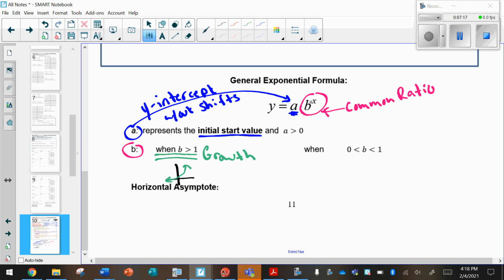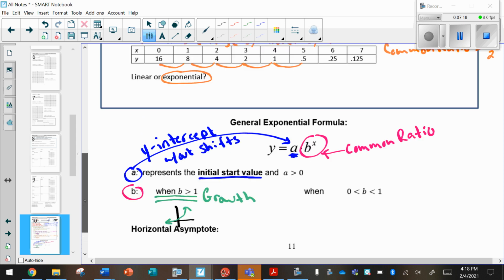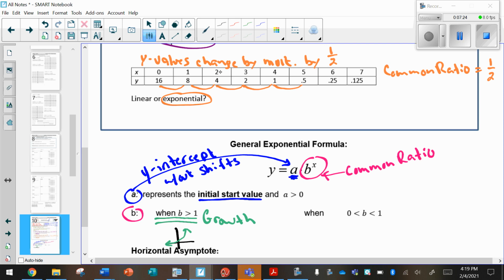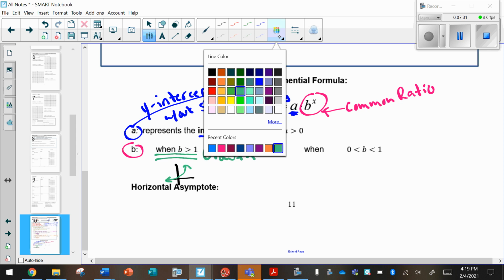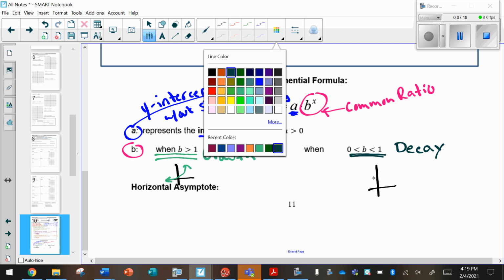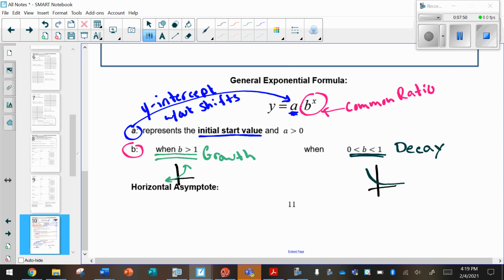If the value we are multiplying by over and over and over is a fraction or decimal in between 0 and 1, similar to our third example at the top, where we kept multiplying by 1/2, so our y values decreased, that will give us an exponential decay. So our exponential decay will be found when our b value, our common ratio, is between 0 and 1. Our graph would decrease from left to right.